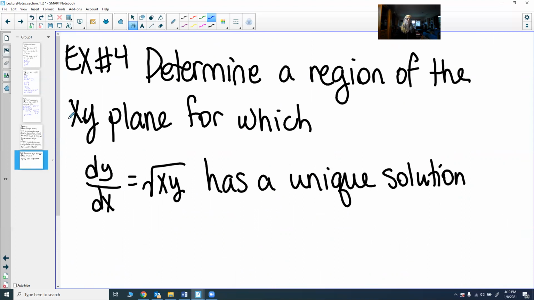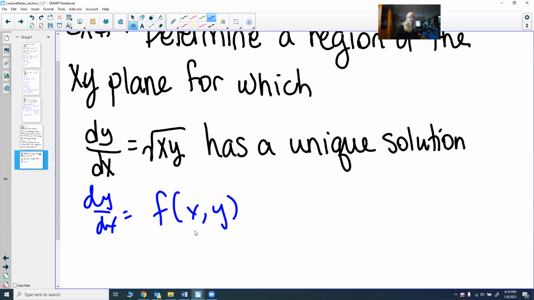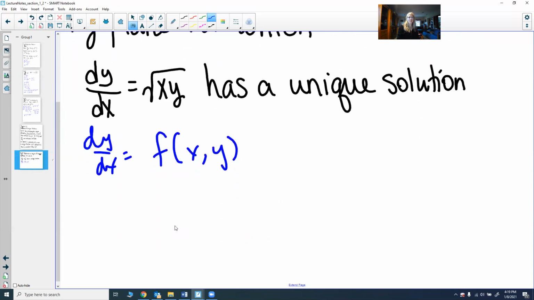I want to determine a region of the xy plane for which the derivative of y with respect to x is equal to the square root of xy has a unique solution. So again, what we have to remember with differential equations is the derivative of y with respect to x is some function of x and y. So that means it is the square root of xy. So my function of xy is the square root of xy.